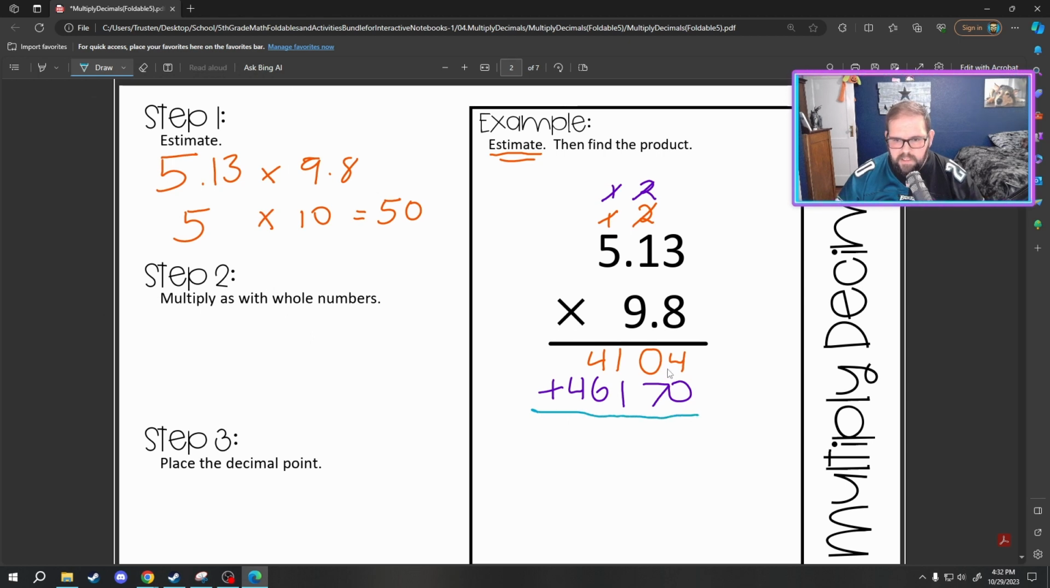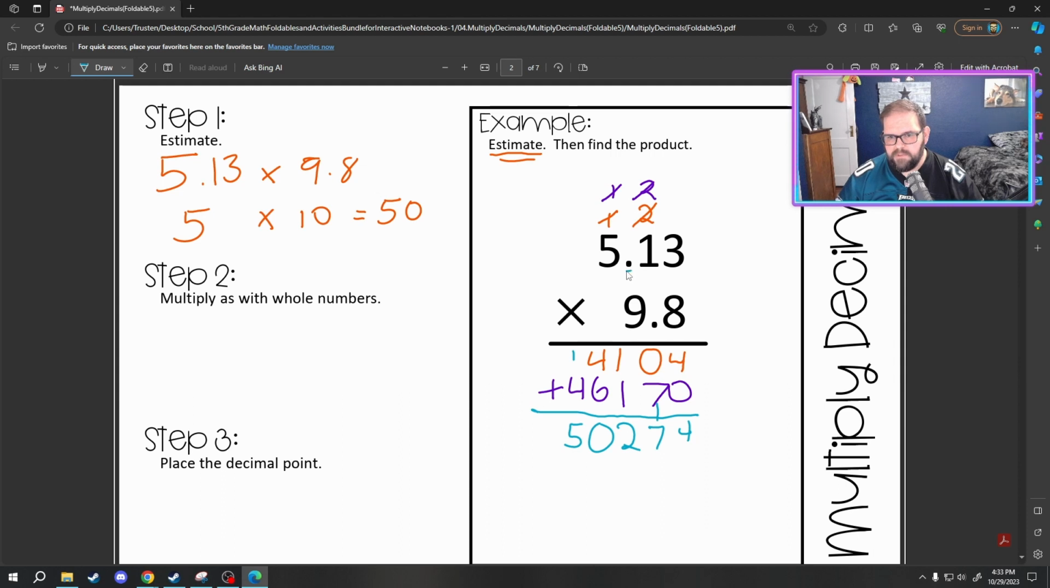So let's go ahead. 4 plus 0 gives me 4. 0 plus 7 gives me 7. 1 plus 1 is 2. 4 plus 6 is 10, so I got that regrouping there. And 4 plus 1 is 5. All right. So now we have 50,247. But we know we have decimals in here, right?